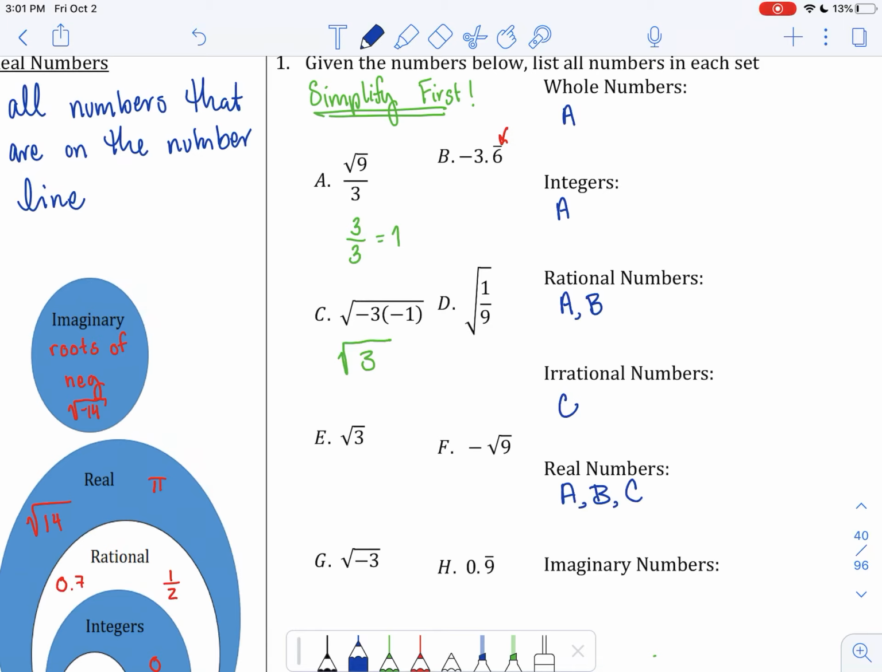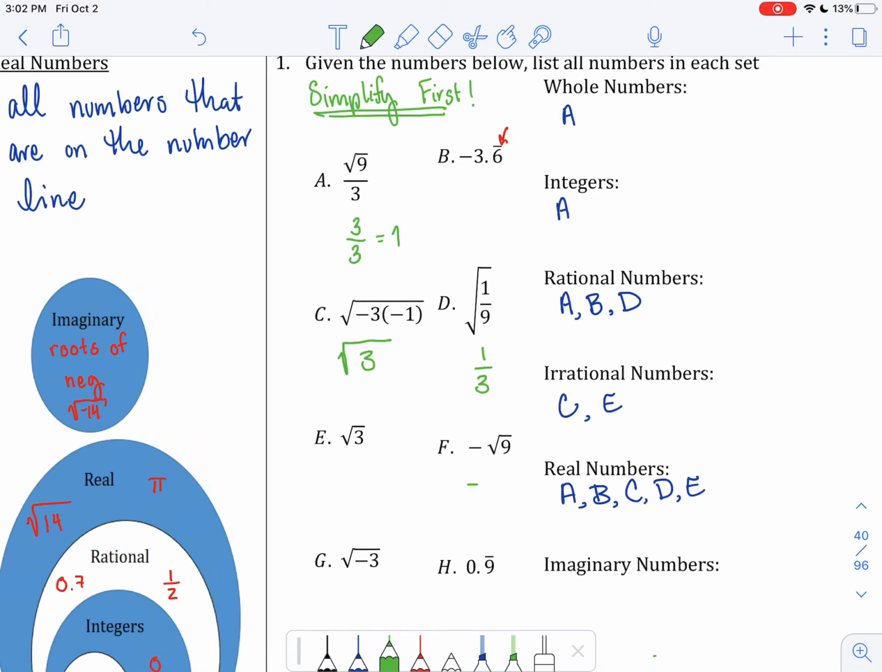D, again, we've got a root, but we can simplify, and we end up with 1 over the square root of 9, again, which is 3. So we have a fraction, meaning it's rational, which means it's also real. E is the square root of 3. We've seen this already, so C going with that.